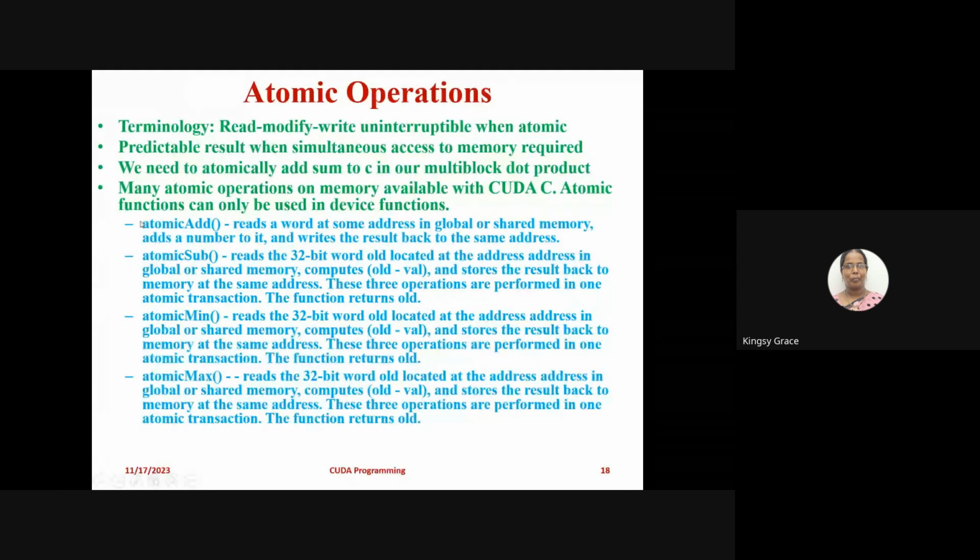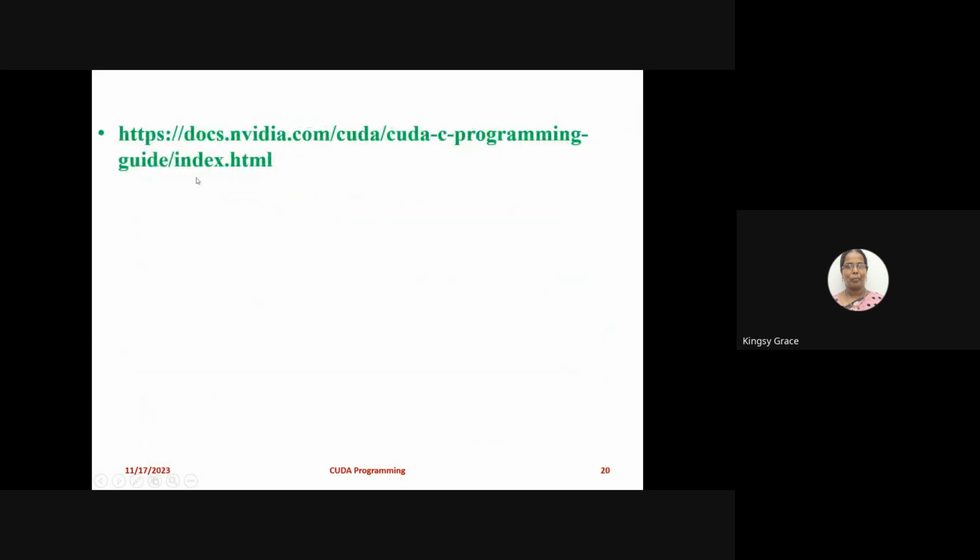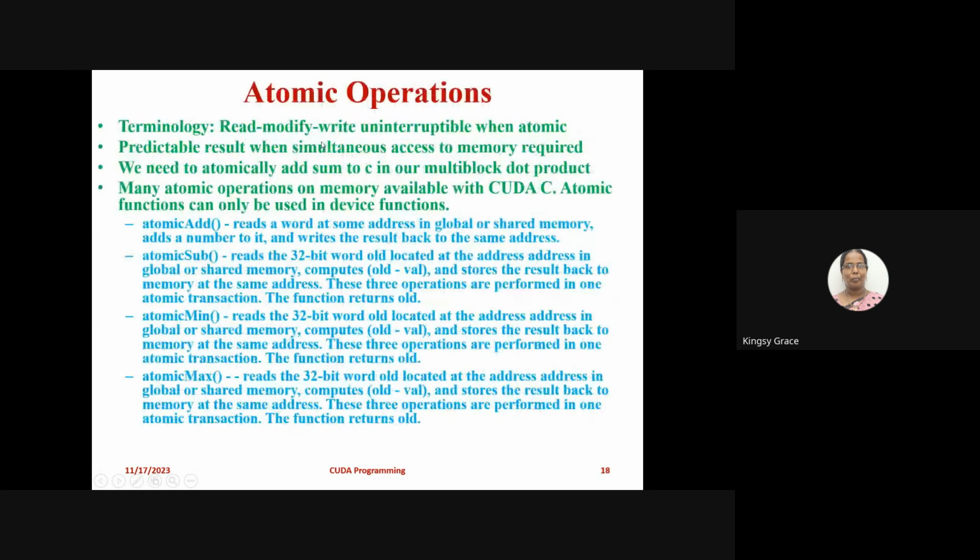So instead of using the previous method, here you have to use atomic add. There are different functions in atomic operations: atomic add, atomic sub, atomic min, atomic max, atomic inc, that is increment, atomic dec, atomic exch, and atomic cas, that is compare and swap. These are some of the functions. I have taken all of them from this particular document from NVIDIA.